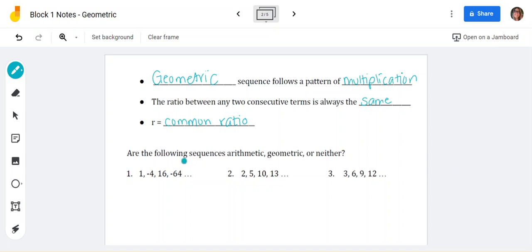So let's determine if these sequences are arithmetic, geometric, or neither. Here we're going from 1 to -4 to 16 to -64. Well, 1 times 4 is 4, 4 times 4 is 16. Now if we want it to alternate with that negative, that looks like we're multiplying, so it's geometric, and our common ratio would be -4.